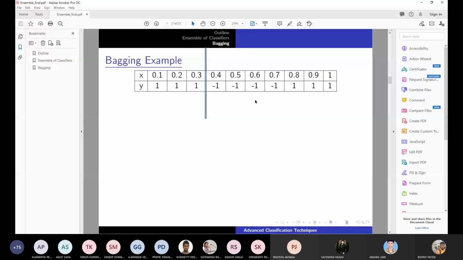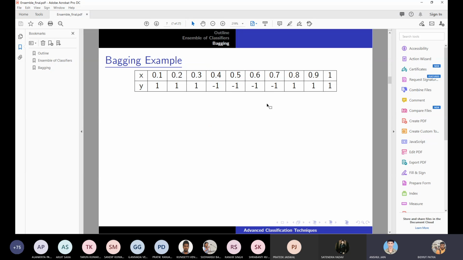To solve this problem, what they suggested is you apply multiple decision trees. Sorry, you apply multiple lines. This may be one, this is another one, and this may be another one, and so on. If you apply them and then combine the results, we will get the right classification technique, the right model. That is something called ensemble.